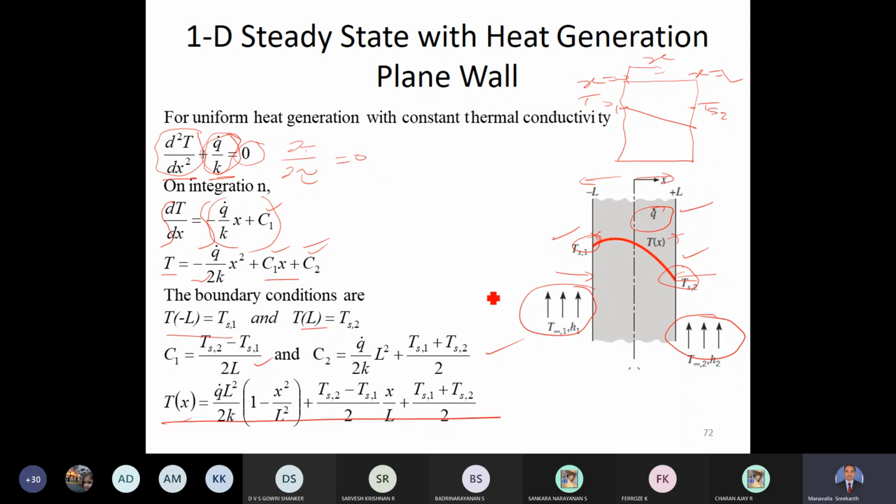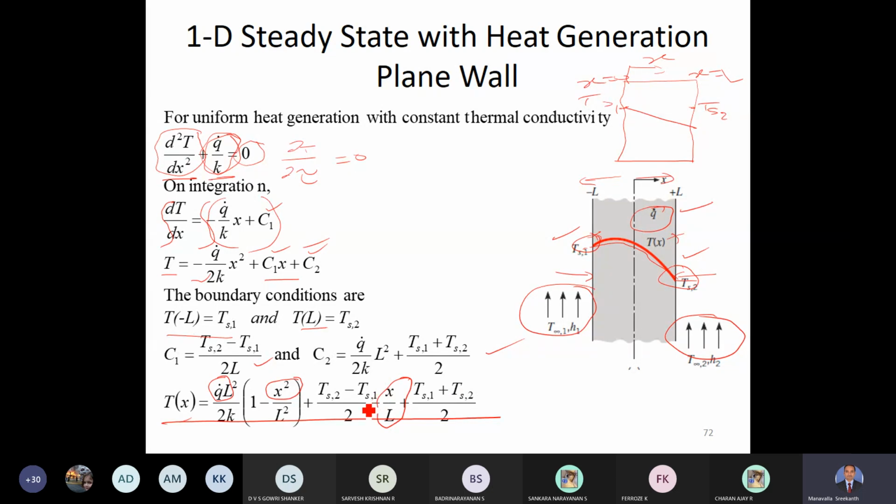Inside this, you can see in this equation that this is a linear term. It's only x, but here you see there is an x square. This is non-linear. That means the temperature distribution inside a plane wall with heat generation is non-linear. So you can see here, this temperature profile is actually increasing and then dropping. That is because of this non-linearity, and that is due to this heat generation term. So this is the temperature distribution inside a plane wall with heat generation.